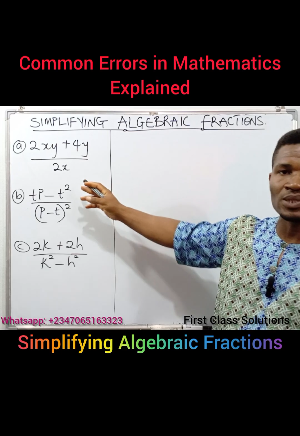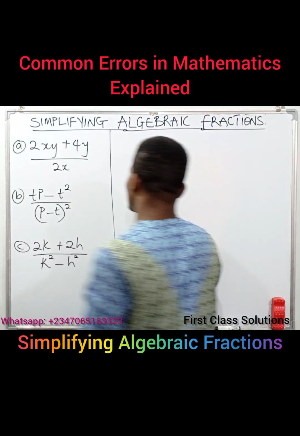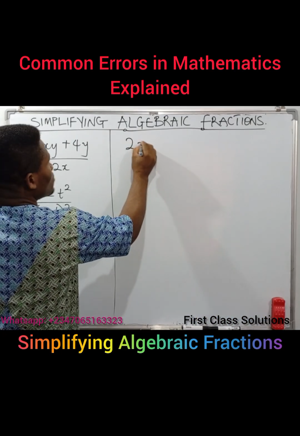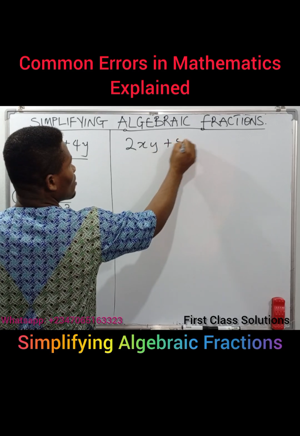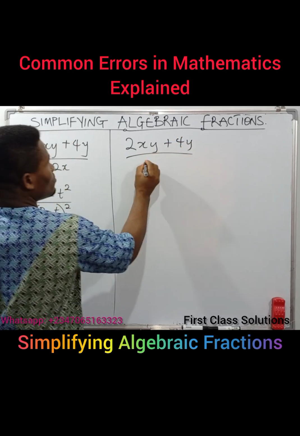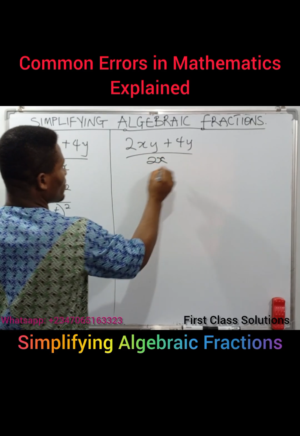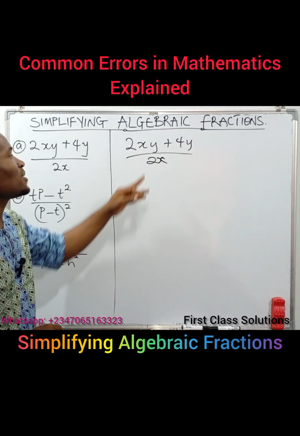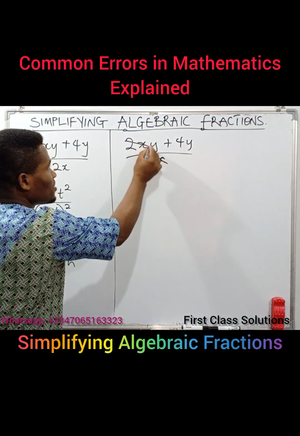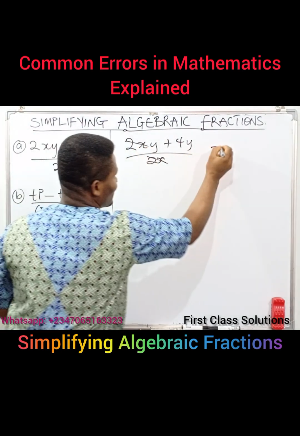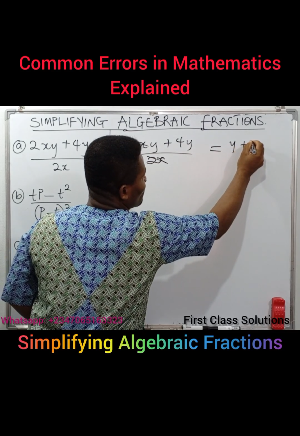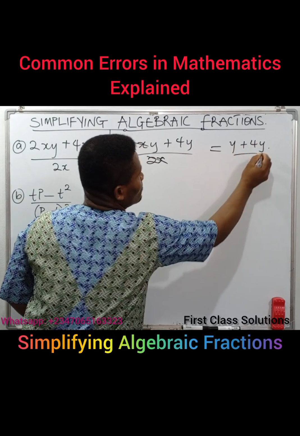I gave a student this question and the student did something like this. He said, okay, we have (2xy + 4y) over 2x. Do you know what the student did? The student decided to just cancel 2x and 2x and said the answer is y plus 4y.